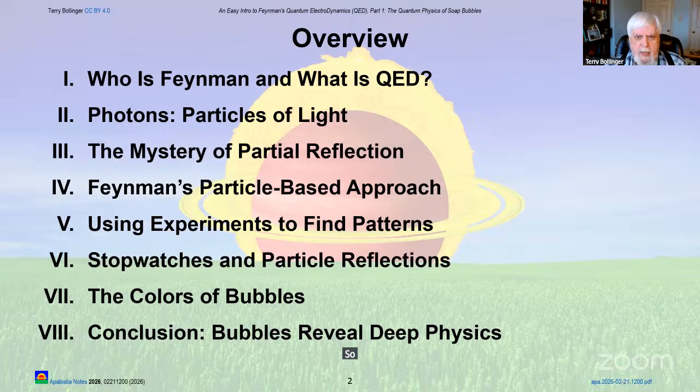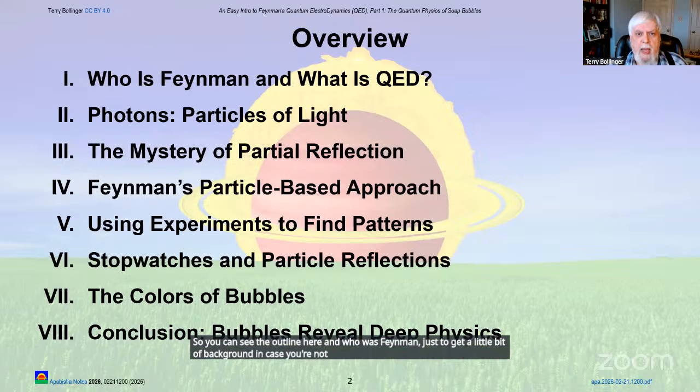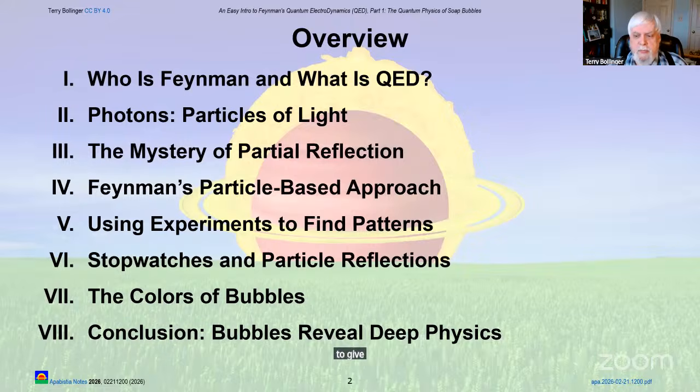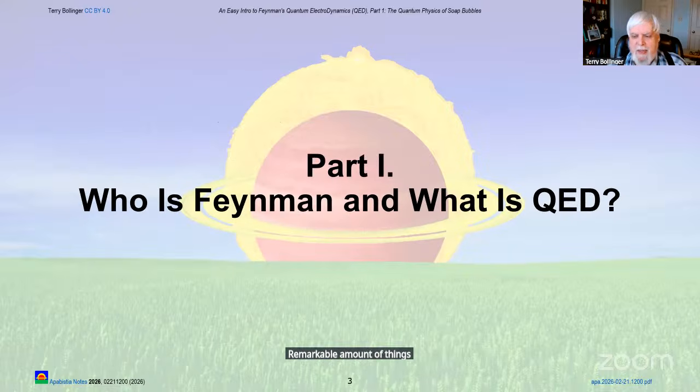So you can see the outline here, and who's Feynman, just to get a little bit of background in case you're not already familiar with him. And his whole book is about photons and electrons. What I'll be covering today is only the photon part, to give a realistic cover of that. Colors, the colors of bubbles. A remarkable amount of things covered by the color of bubbles.